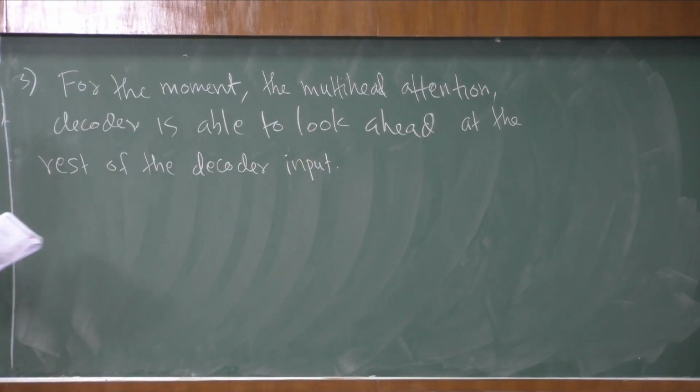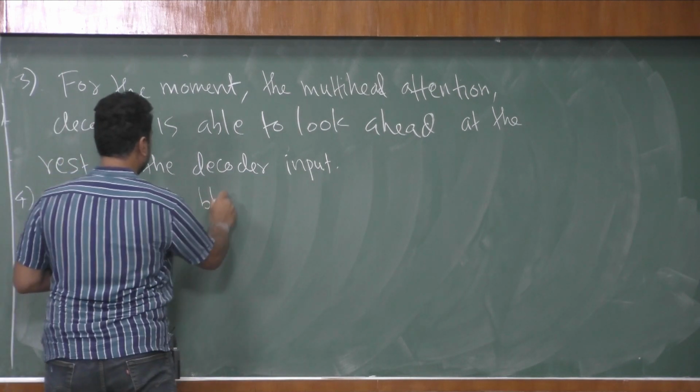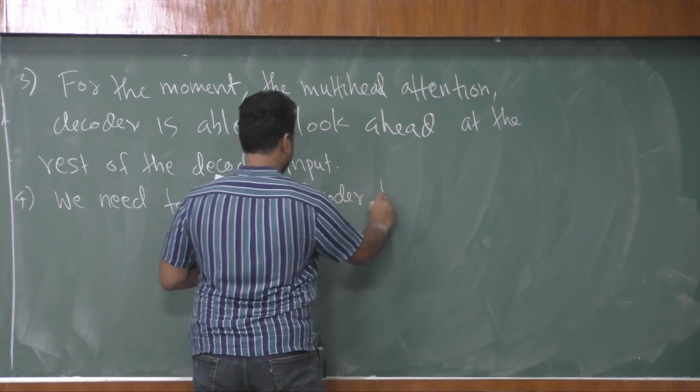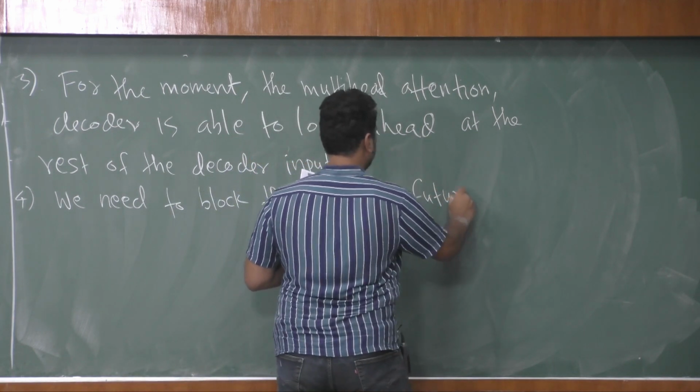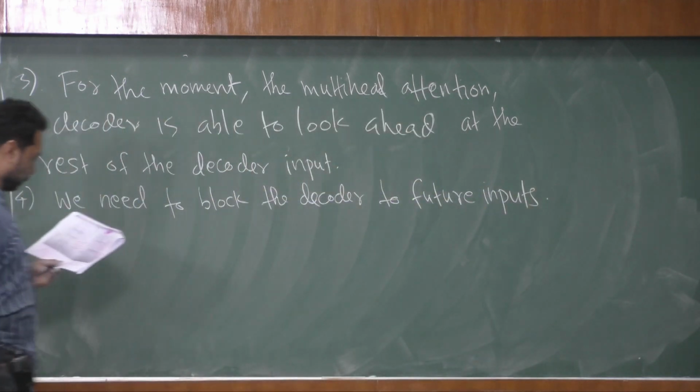So what did we see here? For the moment, the multi-head attention decoder is able to look ahead at the rest of the decoder input in the current setup, if we have that. Okay, so as I said, we need to block that. We need to block the decoder from seeing those future inputs.